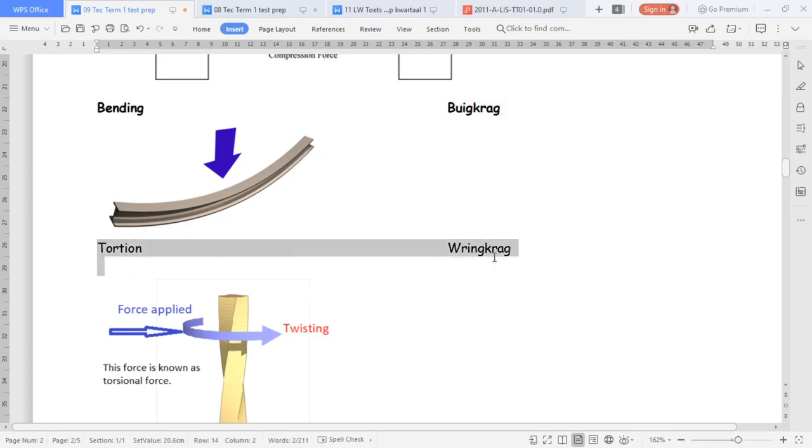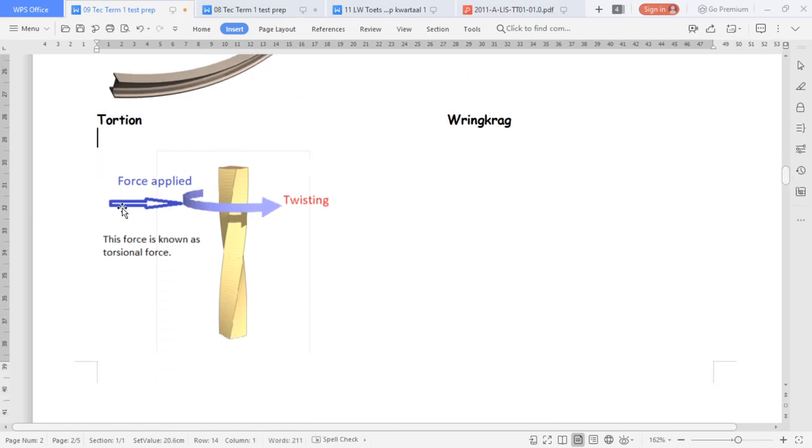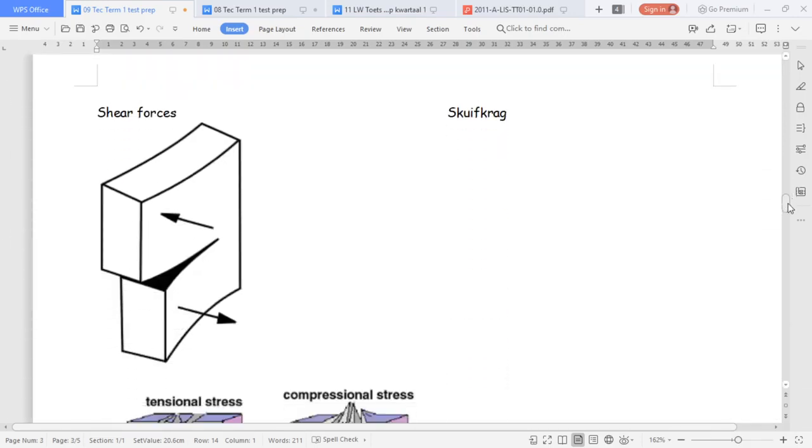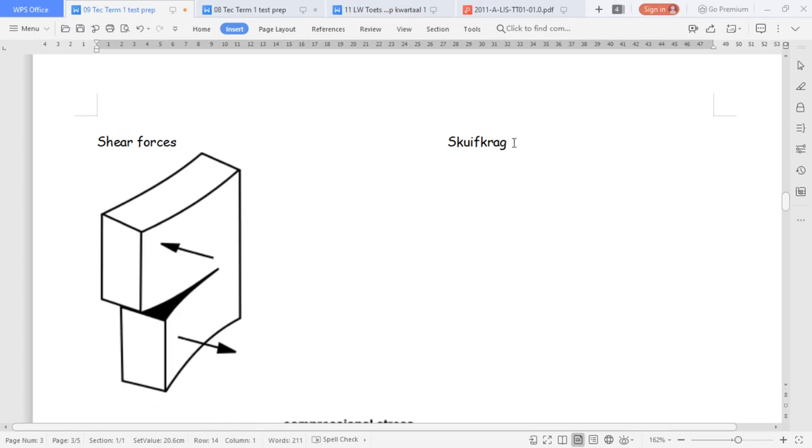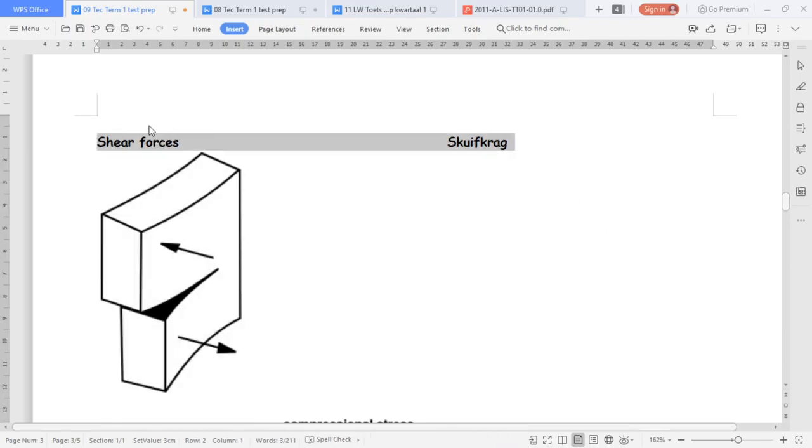Okay, en dan torsion is wringkrag. Wringkrag is a twist. So if you apply the force to this side, it twists to the other side. Okay, en dit is torsion, wringkrag. En dan kry ons skuifkrag, shear forces, which is two things moving past each other. Okay, wat dit veroorsaak wrywing. So dit is shear forces, it causes friction here in the middle, and it's two things moving past each other.